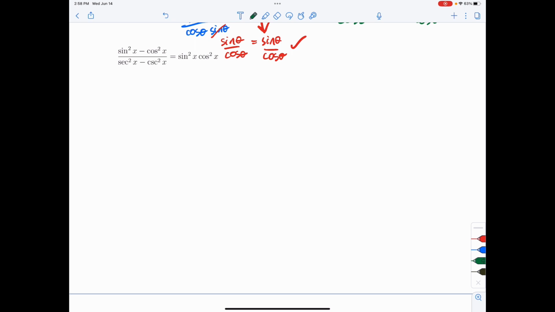We have (sine squared x minus cosine squared x) divided by (secant squared x minus cosecant squared x), and that is equal to sine squared of x times cosine squared of x. This one is a little bit more complicated. What I'm going to do here is keep the numerator the same on the left-hand side, and then in the denominator, I'm going to rewrite this in terms of sine and cosine.